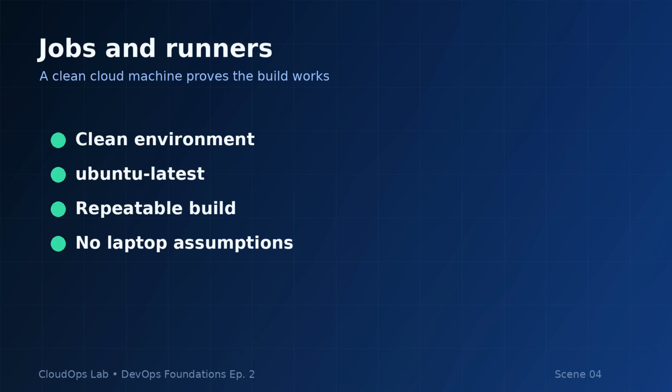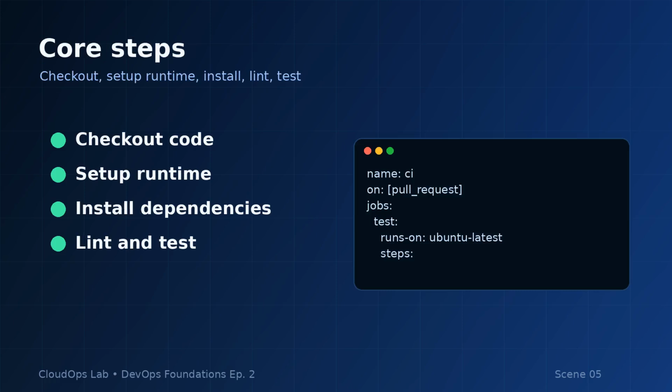The third step is installing dependencies. For Node, this might be npm ci. For Python, it might be pip install. For JavaScript projects, npm ci is usually better than npm install in CI because it uses the lock file and produces more repeatable builds. The fourth step is running quality checks. This might include linting, formatting checks, type checks, or security scanning. The fifth step is running tests. A simple command might be npm test. In a real project, you might split fast unit tests from slower integration tests.